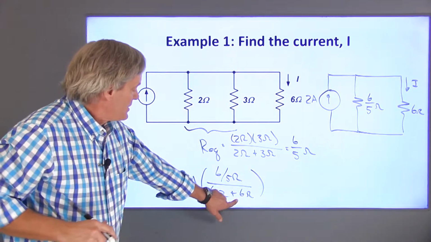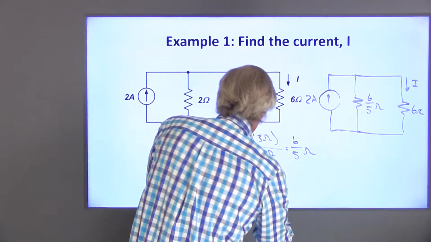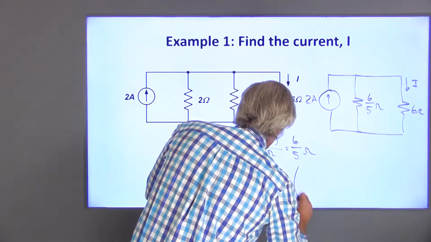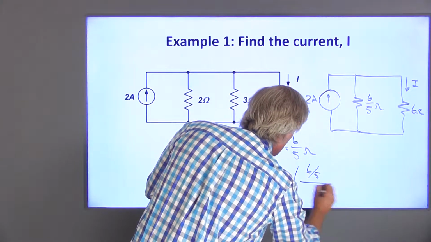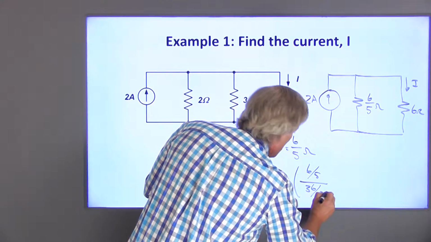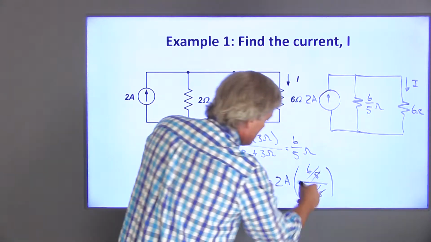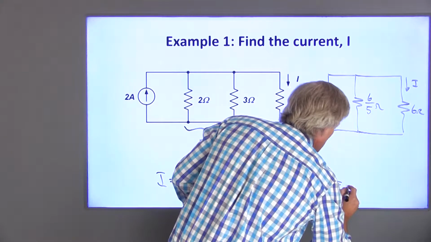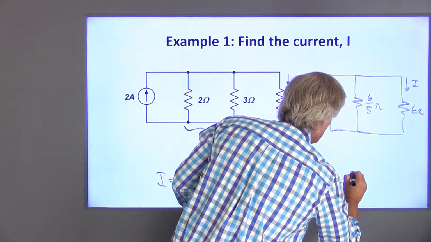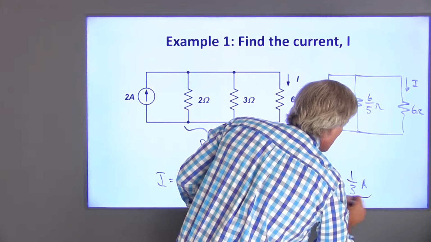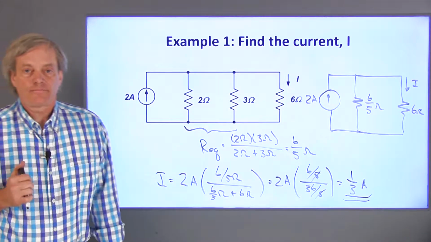6 over 5 plus 6 is 6 plus 36 over 5, so this is 2 amps times 6 over 5 divided by 36 over 5. The 5's cancel. 6 over 36 is 1/6, so this is 2 amps times 1/6, which is 1/3 of an amp, and we get the same answer.